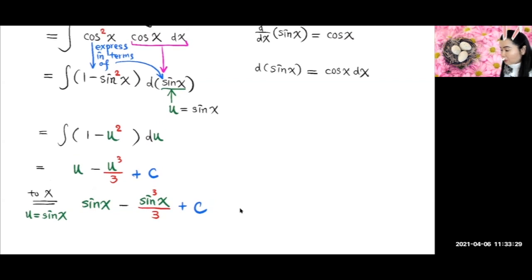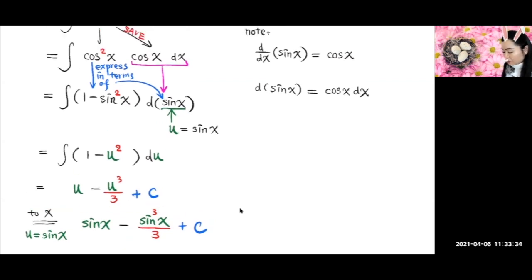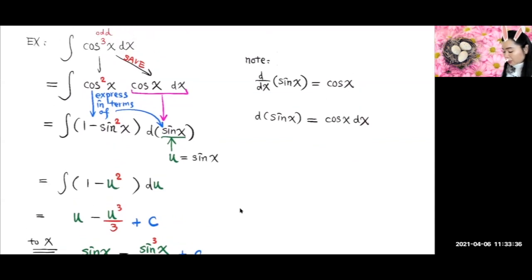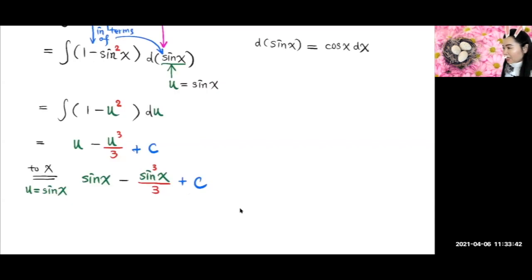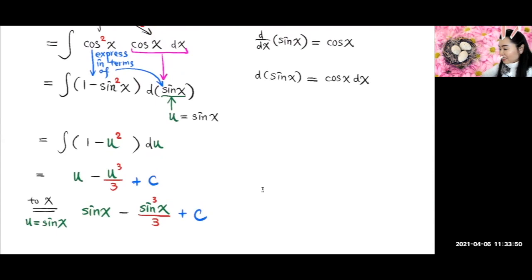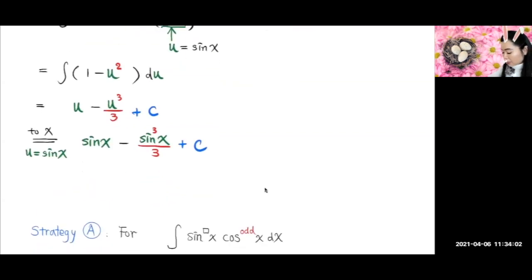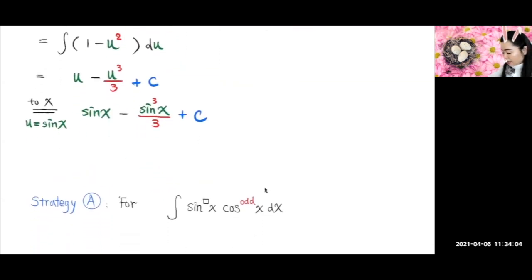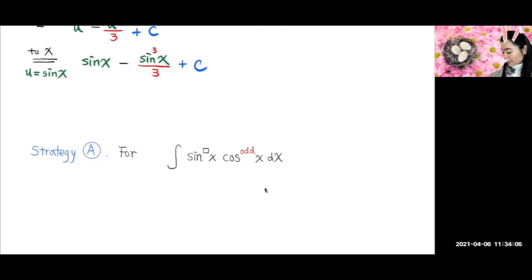So if you want to see if this is right or not, you can differentiate this. You should come back with the function that you integrated, cosine cube, right? You can try to differentiate and see if you get back cosine cube of x. Now there's a pattern I can tell you over here, okay? So there's a strategy. The strategy is actually down over here. I wrote it down right here.